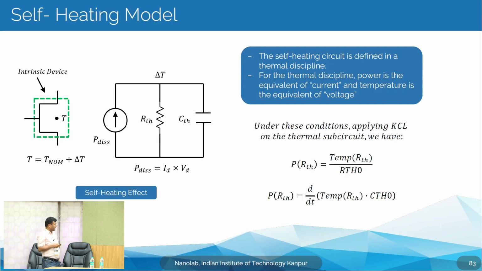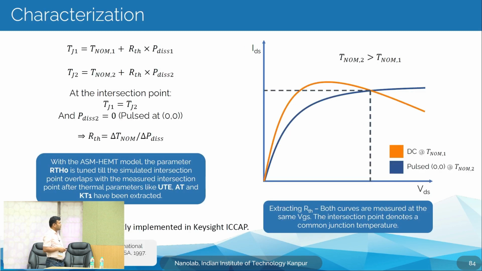Then the self heating is modeled using the standard thermal network using RTH and CTH, and then this can be extracted using pulsed measurements where we have no self heating, and the other one with self heating, and then we extract the parameters for the thermal resistance.